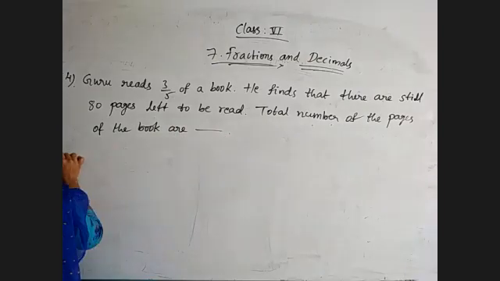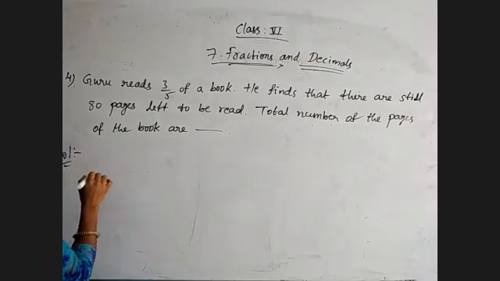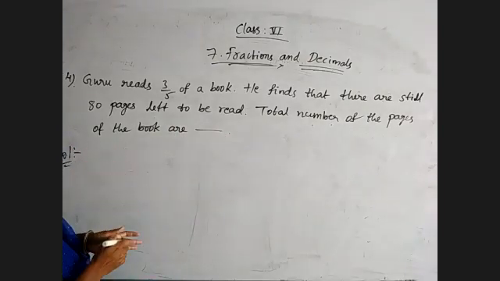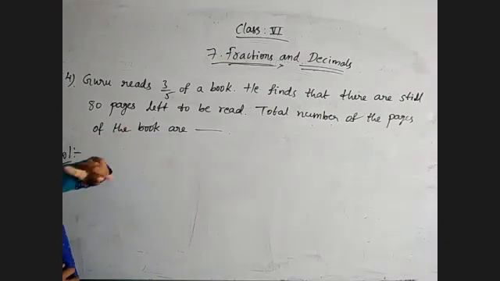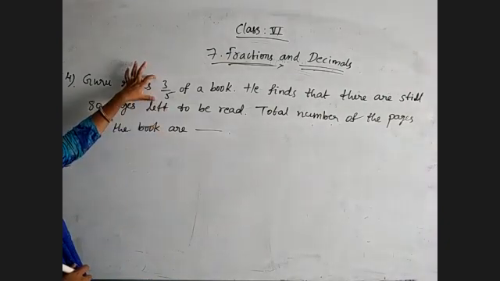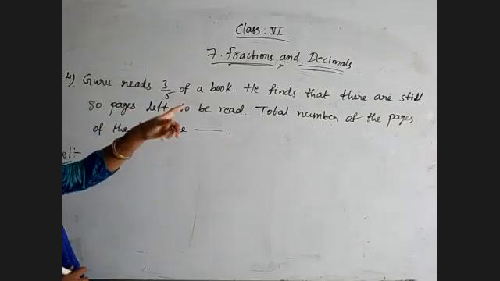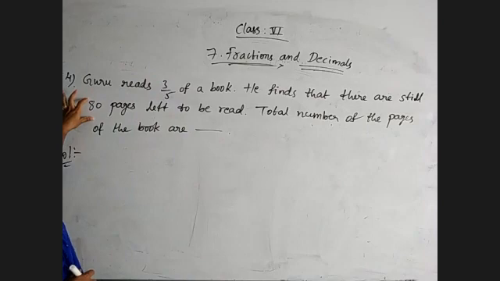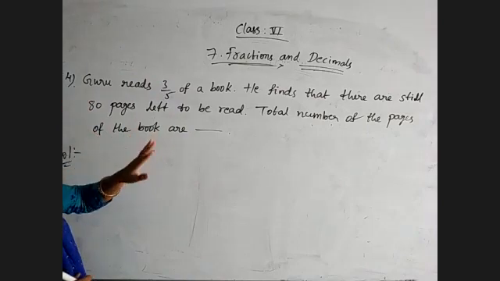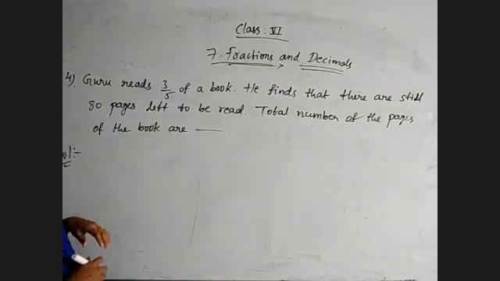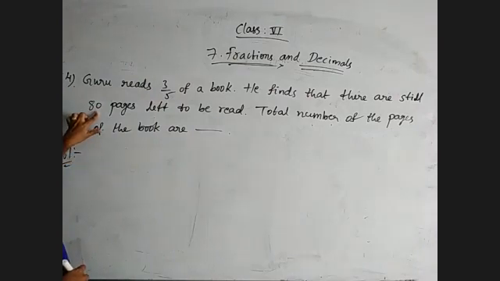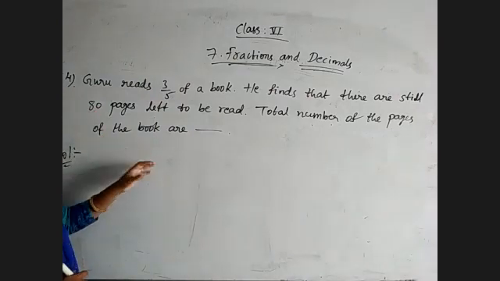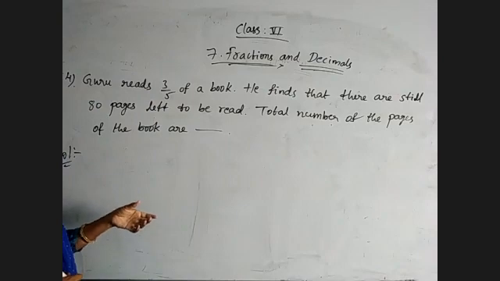Okay. Observe the given problem. Guru is reading one book. In that he finished reading 3/5 of the book, but after finishing that, still 80 pages were left to read. Now we need to find out the total number of pages. See, 80 pages are left. Whatever was read and left will give us the total number of pages of the book.